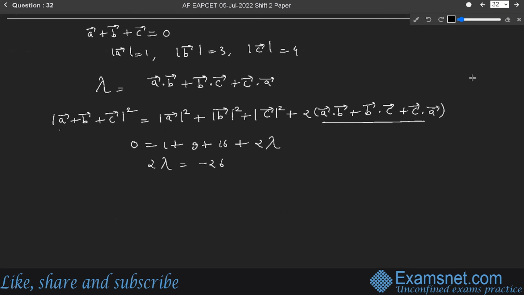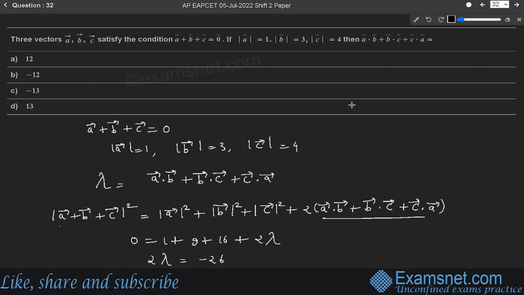And lambda will be equal to minus 26 upon 2, which is equal to minus 13. Therefore, we can say that the value of lambda is equal to minus 13, or we can say that the value of a vector dot b vector plus b vector dot c vector plus c vector dot a vector is minus 13. So option number C is the correct option here.